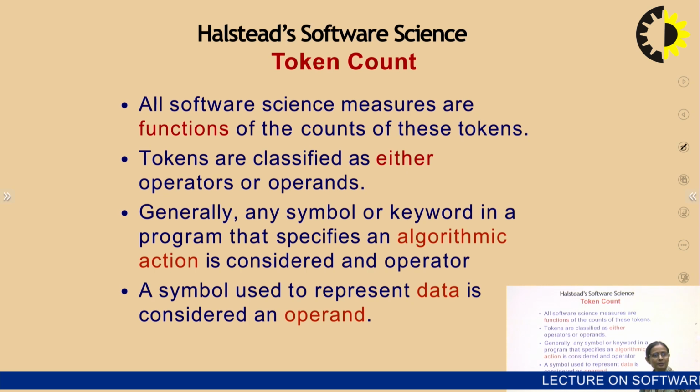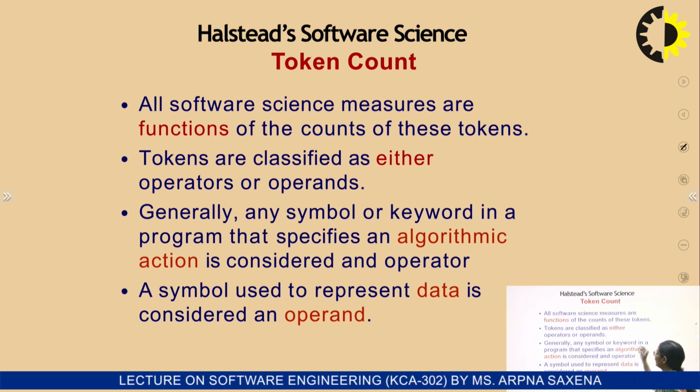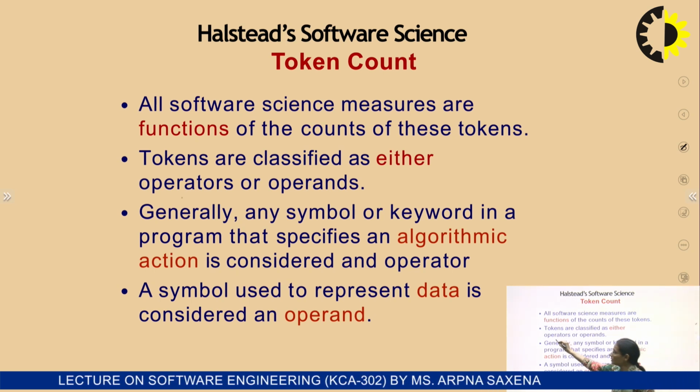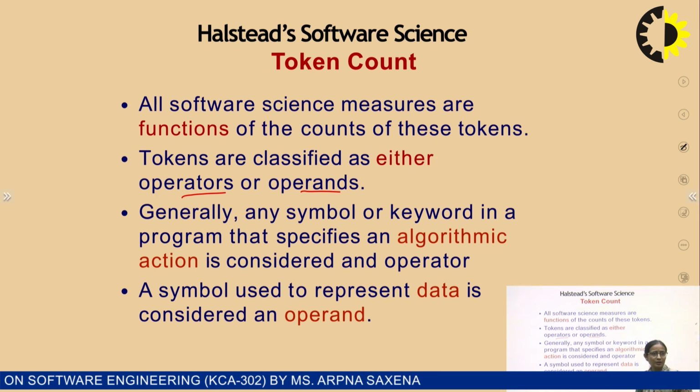Now, the thing comes, what is a token and how the token count is being done. All software science measures are functions of the counts of these tokens. Tokens are classified as either operators or operands. So, when you write a code, you are having operators, you are having operands. So, these are being considered as tokens in the Halstead software science concept.